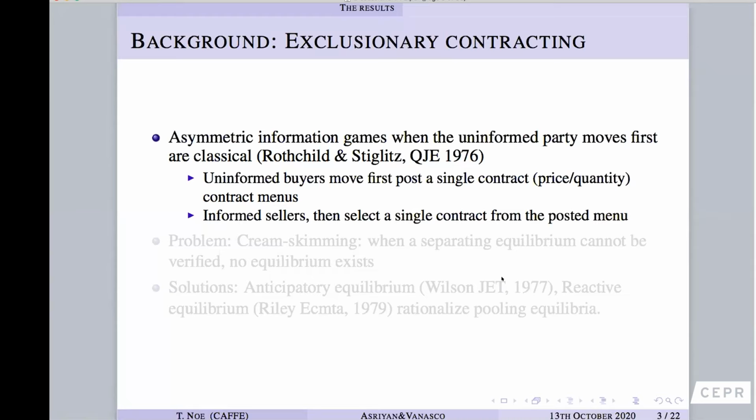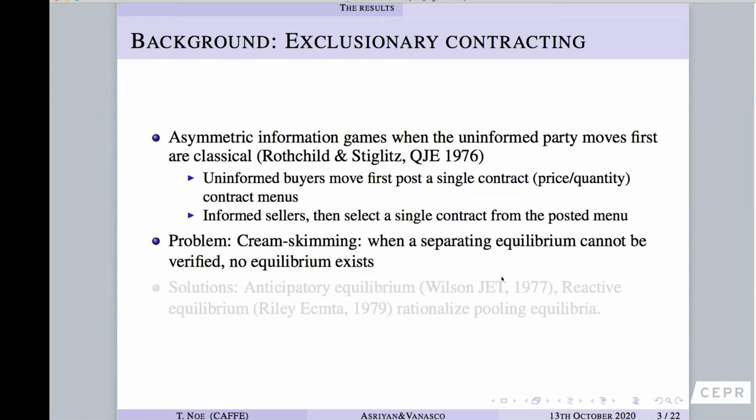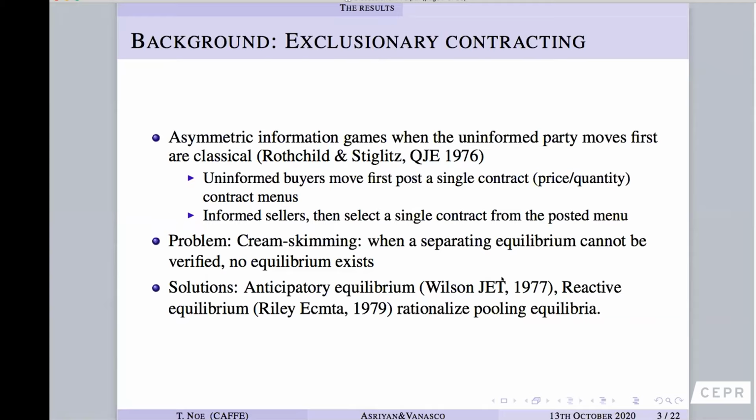And as Victoria pointed out, the problem is when you don't have a separating equilibrium, if you have a pooling one, there's a sort of cream skimming problem where someone comes in with a contract that skims off the high type. And according to Rothschild and Stiglitz, that means we don't have an equilibrium, but we stop there. But a number of authors, although Rothschild and Stiglitz didn't agree with these extensions, decided to extend the analysis with things like anticipatory equilibria or reactive equilibria, where there's sort of a withdrawal stage, where you can withdraw your offers, or with Riley, you can add offers.